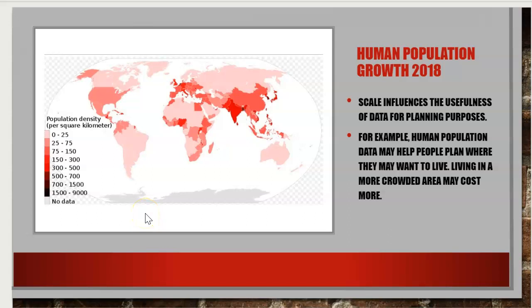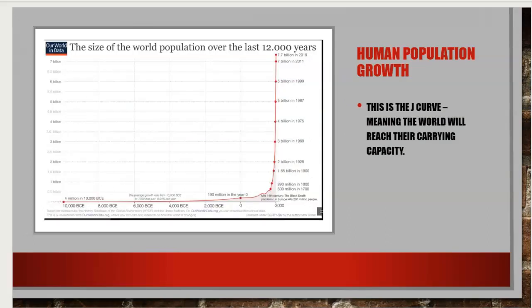Okay, so human population data can help people plan where they want to live. If you live in a more crowded area, it might cost you more. So sometimes we want to know, what is the population density like? That can help us make some decisions. Here we can see the J curve again, the world reaching their carrying capacity. Many geographers believe that we are going to reach our carrying capacity, that we're on our way to making this J curve here. Okay, so this is year 2000. And in 2019, we are up to 7.7 billion people in the world.